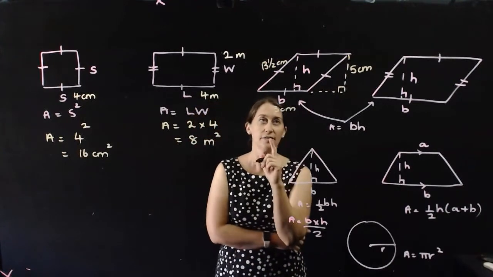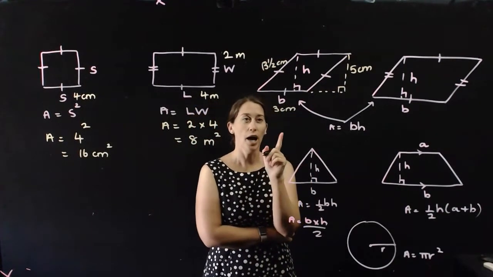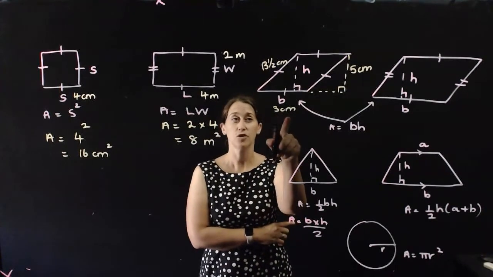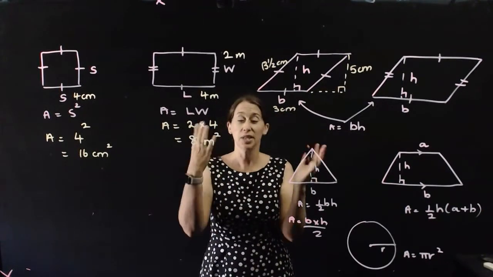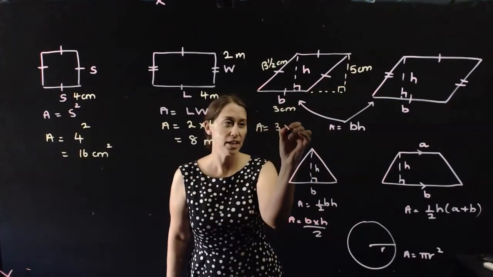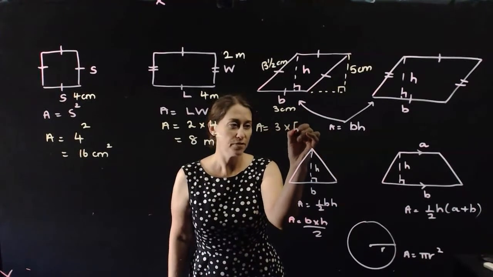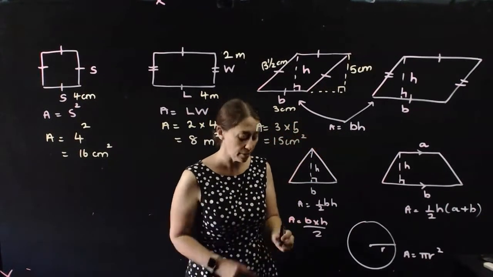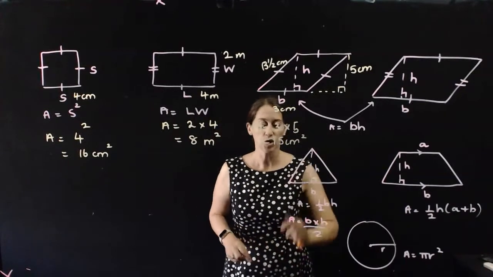Now, let's look at this. Okay, base is 3, but the height's on the outside. But that's okay. We just go 3 times 5, which is 15. Oops, I'm going to write 15 then. 3 times 5 equals 15 centimetres squared. All right, let's move on to a triangle.